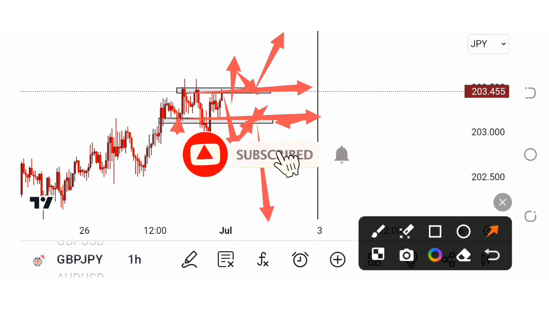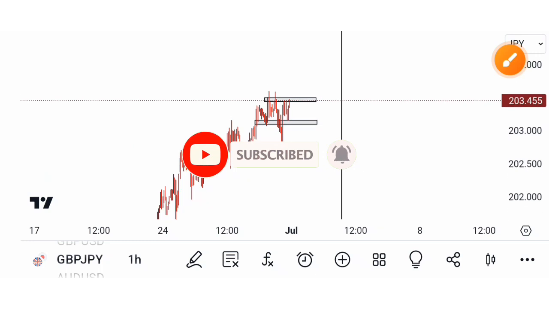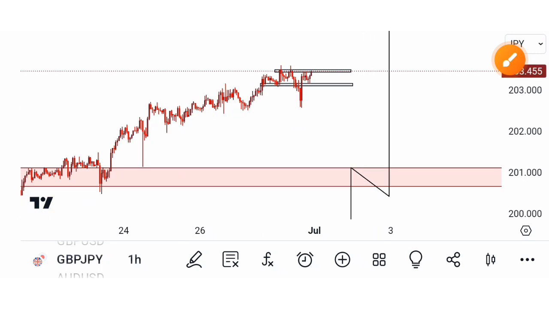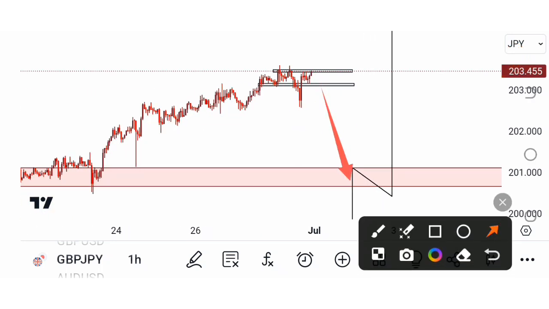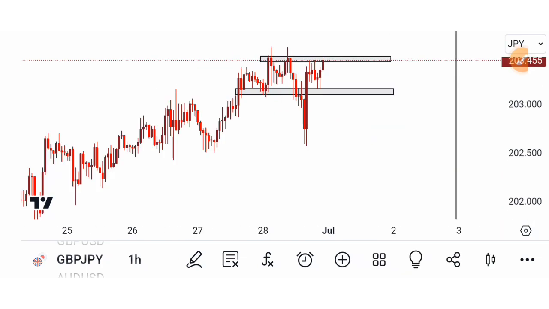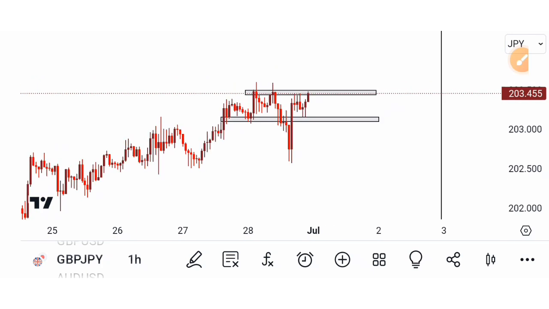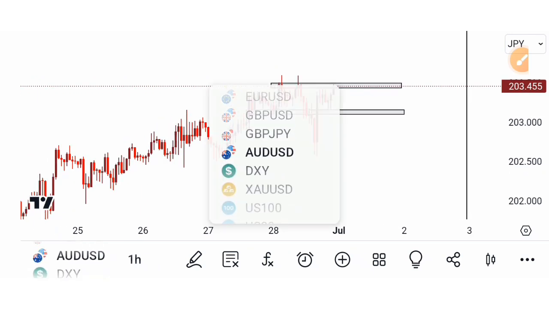Then it means the market is going to come back and give us a retracement back to this support over here, which I hope it does, and then from there, that's where we're going to start to look for further buys to the upside. That's all I'm looking for in this instrument. There's really nothing much to it. Moving on to AUD USD.